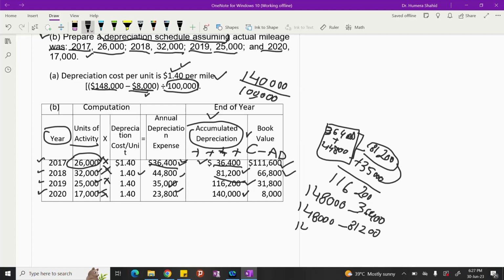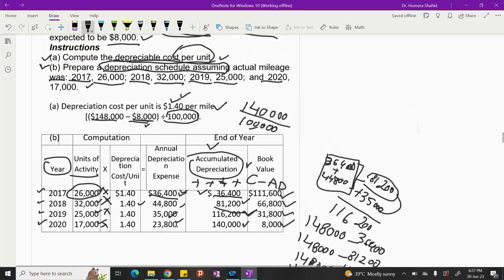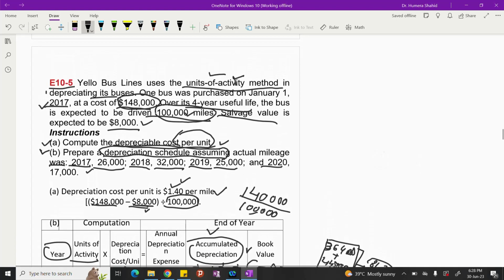Third year again, cost is 148,000. Accumulated depreciation is 116,200. So I get my book value 31,800. While in the fourth year, cost is again 148,000. Accumulated depreciation is 140,000. So I get my book value of 8,000. So this is how we prepare the schedule for the depreciation in case of unit of activity method.